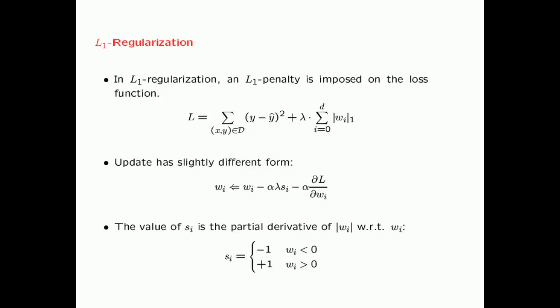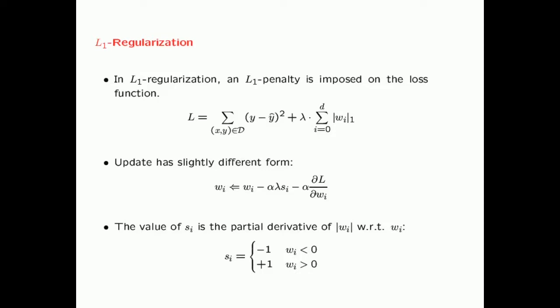If your parameter wi is positive, its absolute value will be reduced, because si will be positive, and alpha and lambda we know are positive, so you'll be subtracting a positive amount from a positive value. If the value of wi is negative, you will be adding a small positive amount to it, because si will be minus 1 in that case. So in both cases you are reducing the absolute value, except that here the change is additive rather than multiplicative.